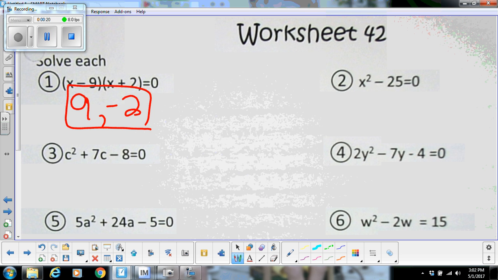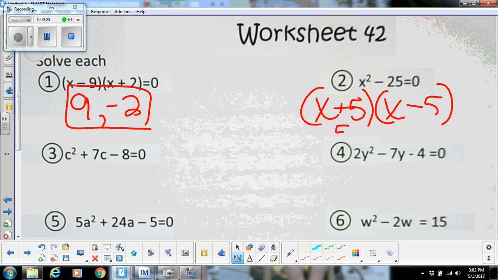Okay, going over here to problem number 2, this is going to be a difference of squares. So remember, we're going to start with the square root of the first, the square root of the second, one plus and one minus, which would make your answers -5 and 5.